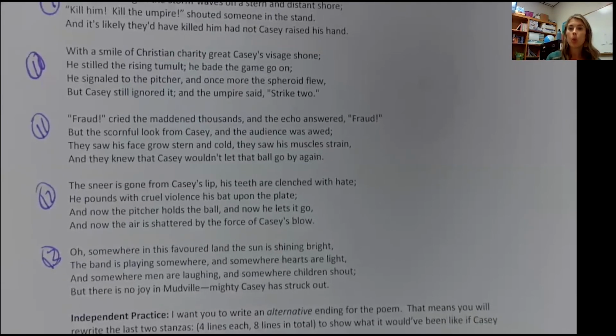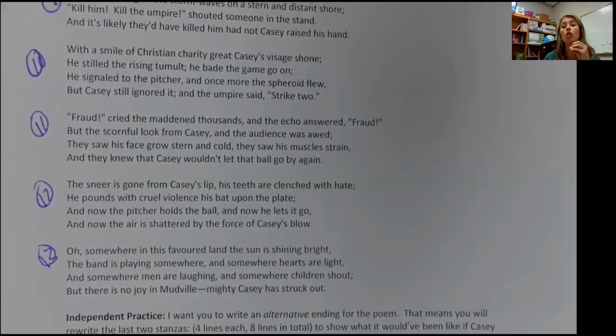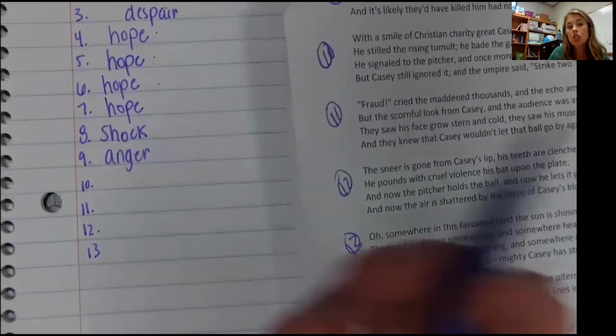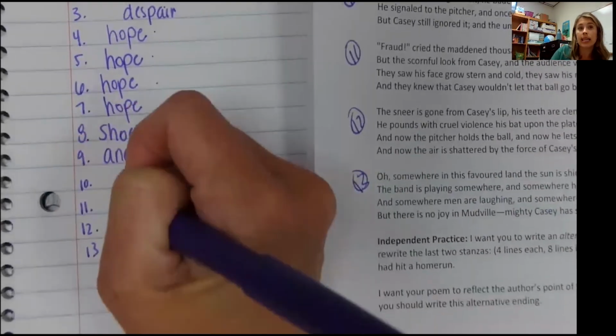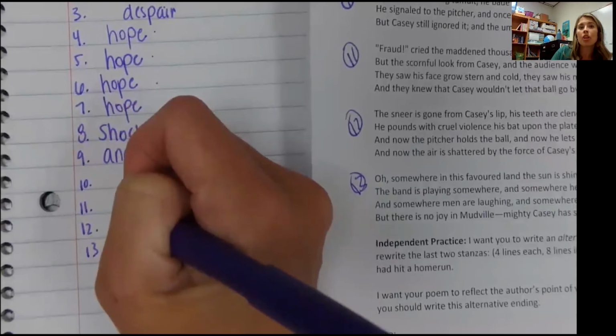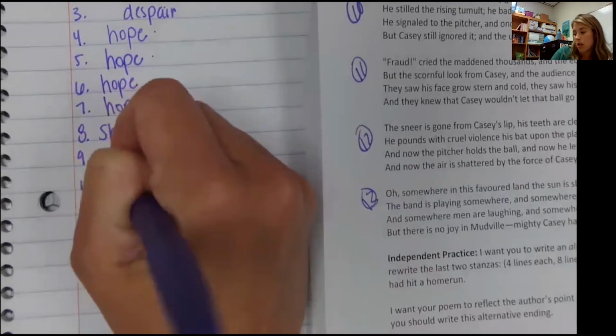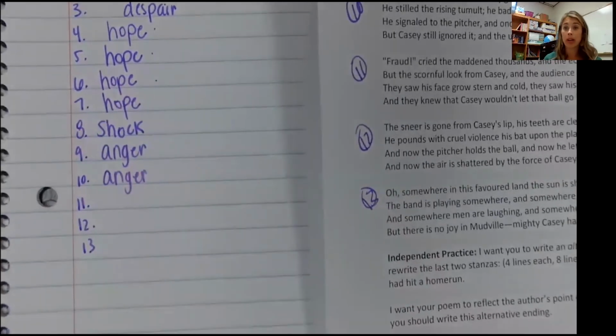Okay, I'm with you. What do we think now about the fans? He's let another ball go past without even attempting to hit it. I think we need to chart it. Remember, we're charting the emotions the fans are feeling based on the words and phrases that the author uses here. So I'm going to go over here because there's 13 stanzas. I'm in stanza 10, and I'm going to write anger. We know the fans are still angry.